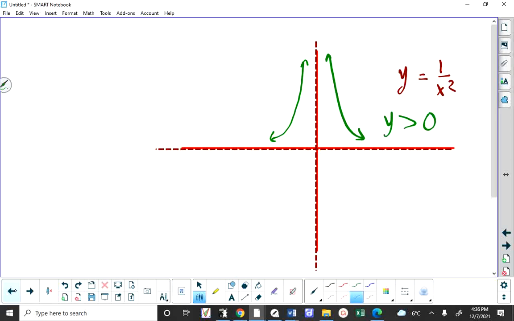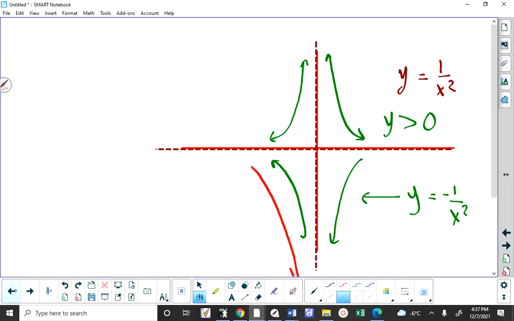When we reflect the function vertically, that's going to change it to y is less than 0. So this would be y equals -1 over x squared. That would be the reflection. To boot, it's stretched vertically by a factor of 3, but all that's going to do is stretch things further away vertically from that asymptote.